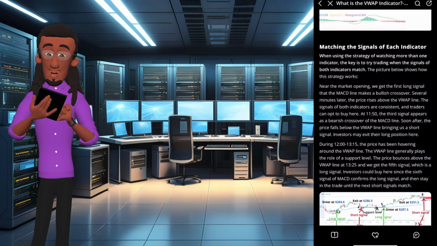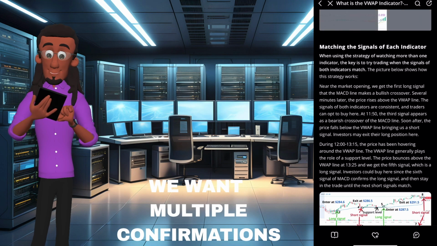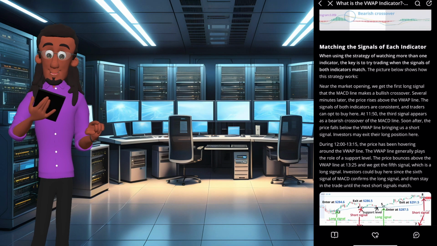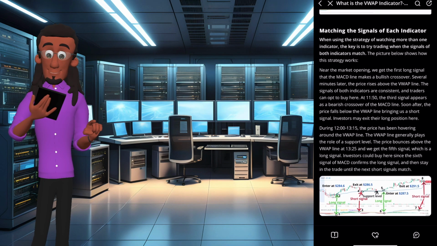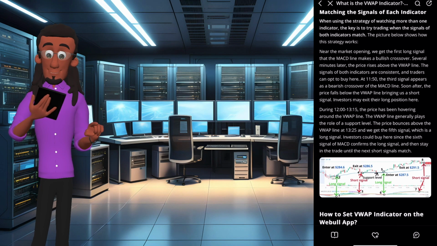Now, when it's time to enter or exit, we want multiple confirmations. So we want the VWAP to tell us it's a good idea, and we want the MACD to tell us it's a good idea. When using the strategy of watching more than one indicator, the key is to try trading when the signals of both indicators match.